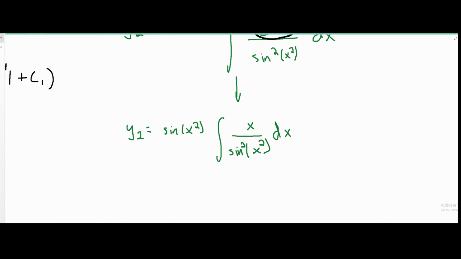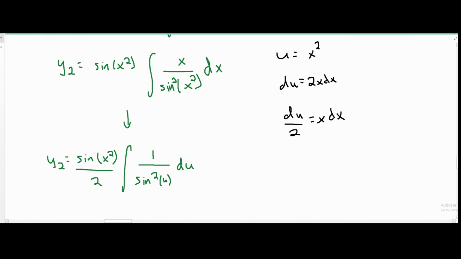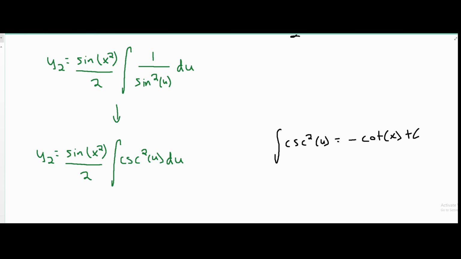From here, we need to do a u sub. We need to make our u this variable, so we can get rid of this. Replace our dx with a du and get rid of our x. After we do our u sub, we're left with this. What we need to do now is flip this sine squared of x to get it up here, and how we can do that is turn it into a cosecant squared of u. And the antiderivative of cosecant squared of u is negative cotangent x plus c.